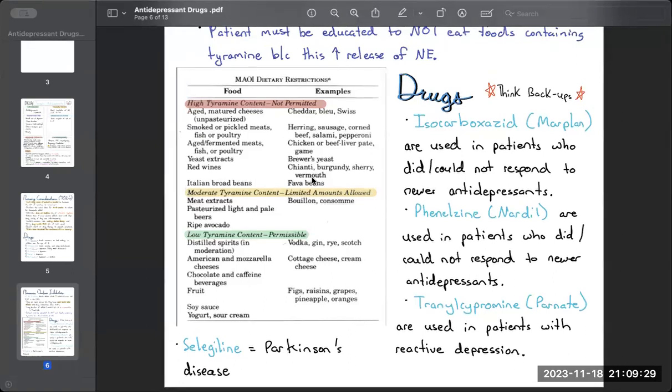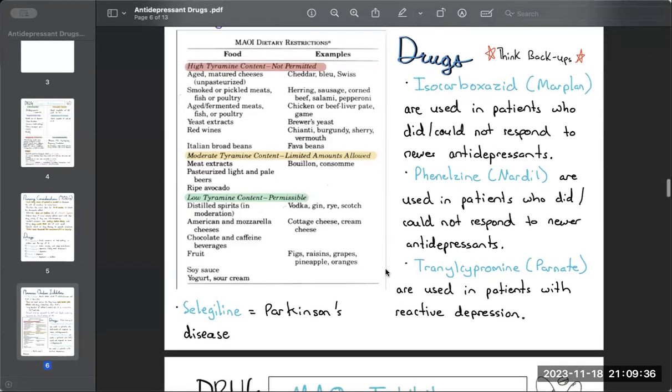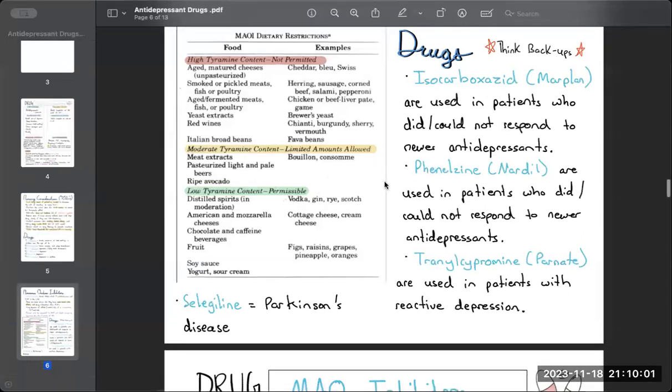So pretty much you can't eat most things. You can't even eat yogurt because yogurt is fermented yeast and you can't have yeast extracts. And dairy products, no. So you're just seeing how many things they cannot eat with these medications, because specifically these monoamine oxidase inhibitors are likely to cause an increase in norepinephrine, which is going to be really bad. I'm not very good at saying these medication names, but it's isocarboxazid. This is one of those MAOIs.